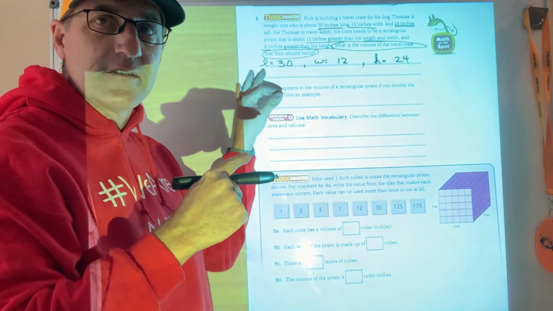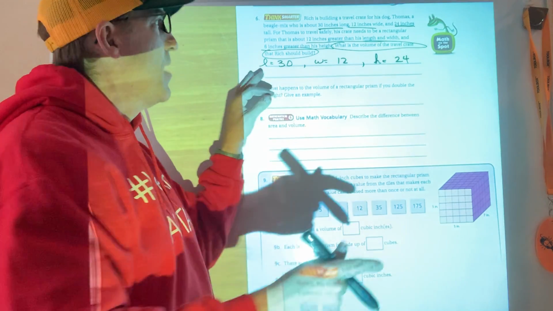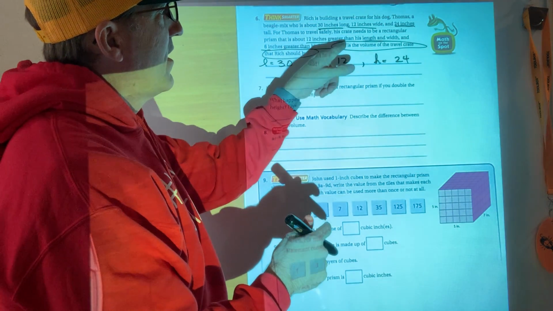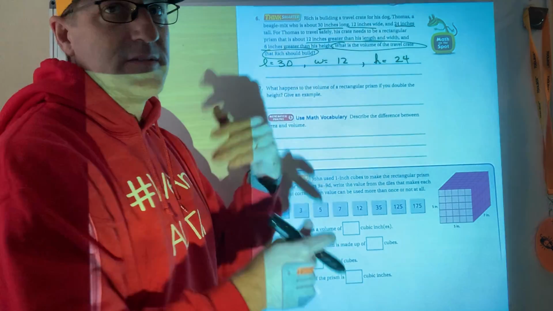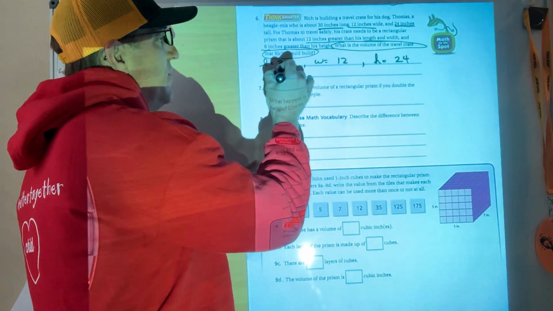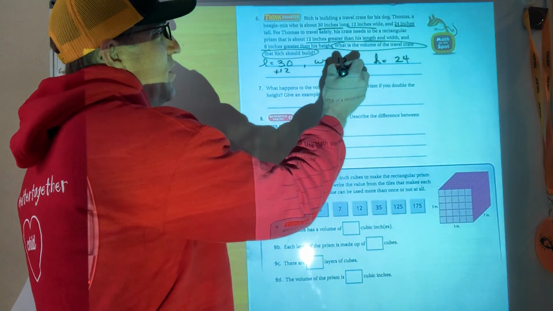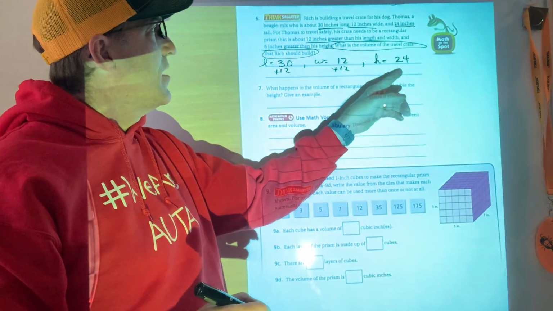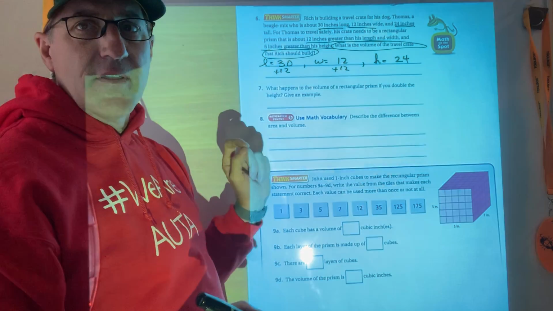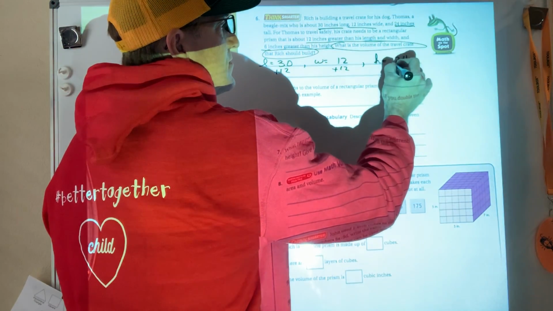Go back to the text. Good. I'm going to add 12 to the length and the width. 12 inches greater than the length and the width. Greater means more, right? So I'm going to add my 12, add my 12. And then how much taller than the dog does it need to be? 6 inches greater than the height, right? So we're going to add 6.